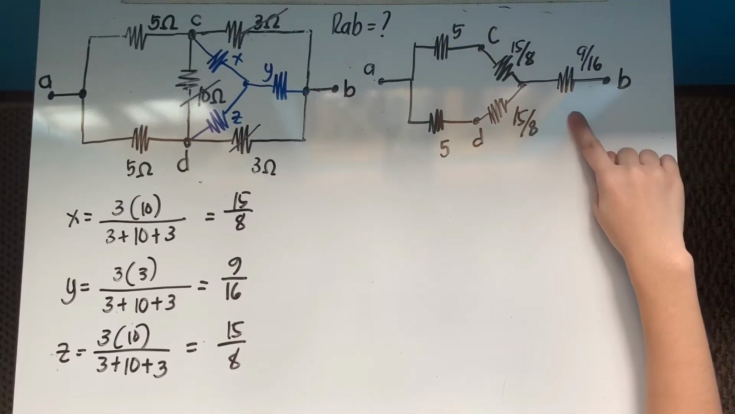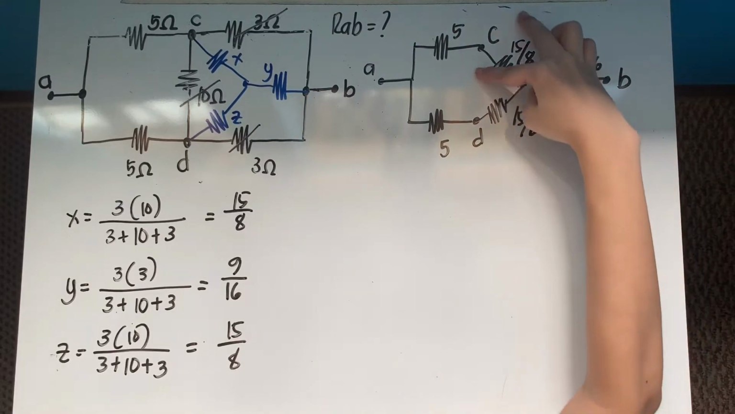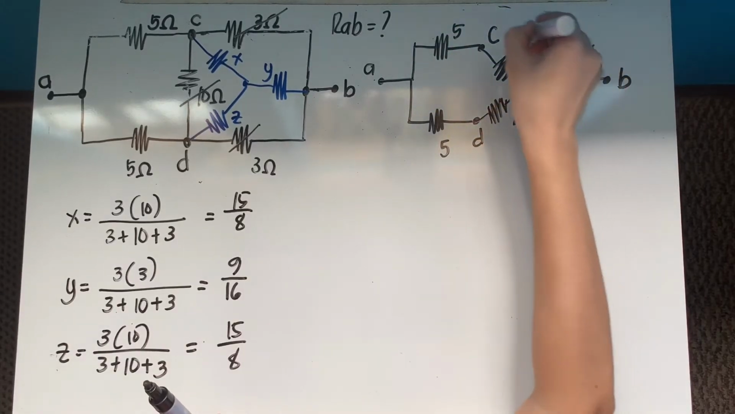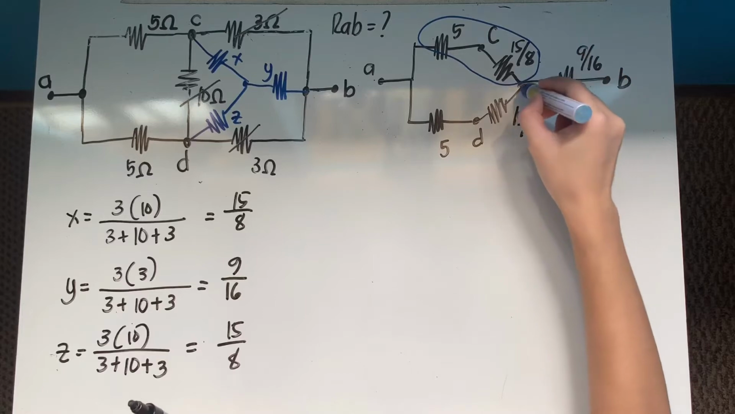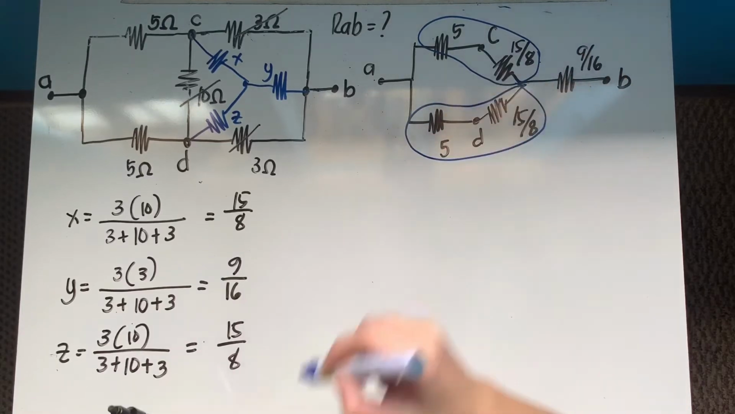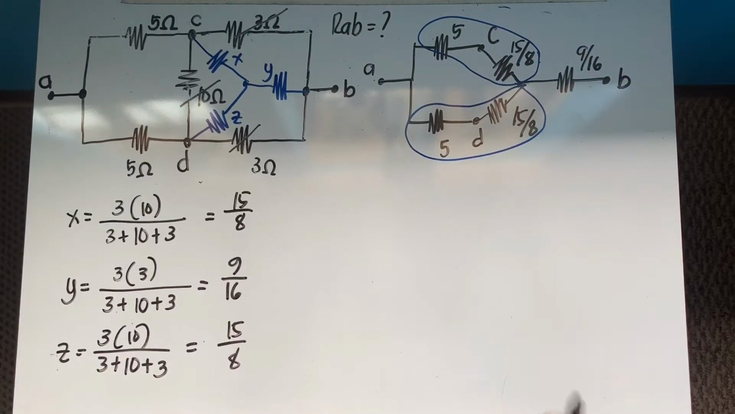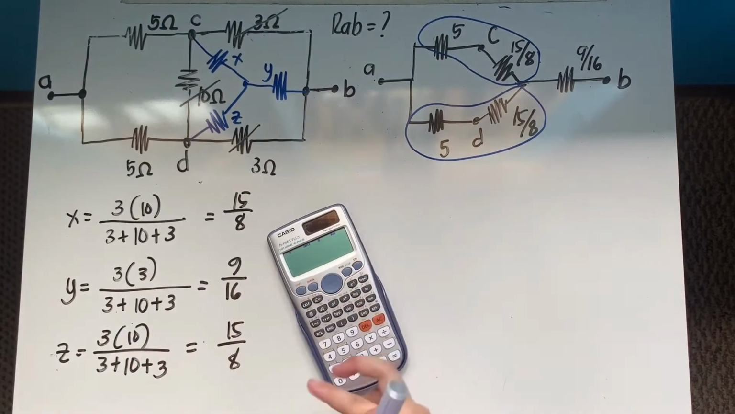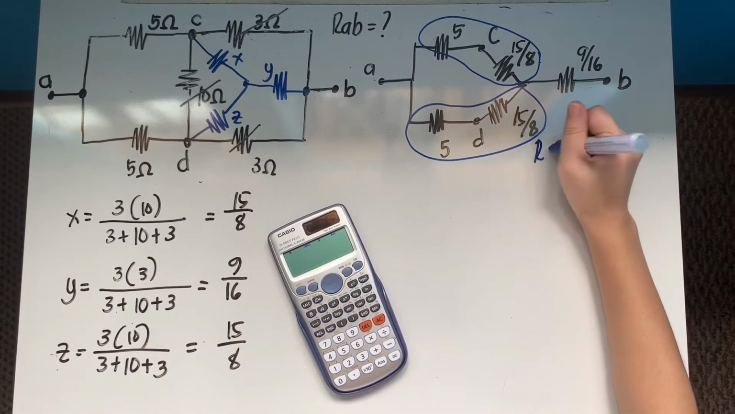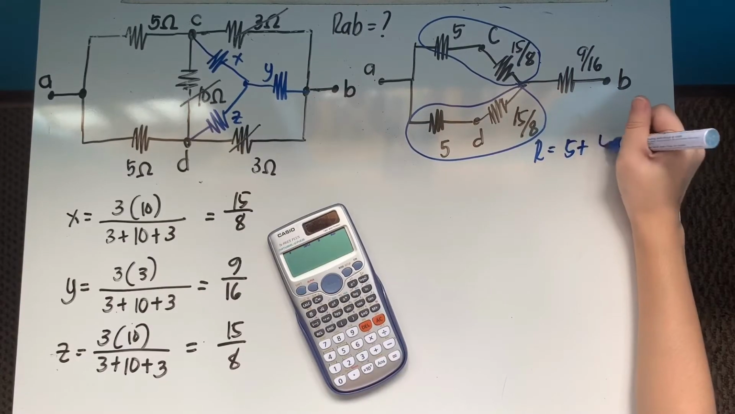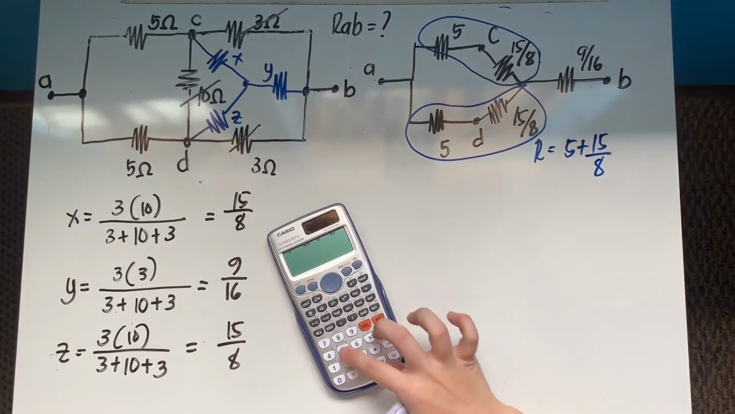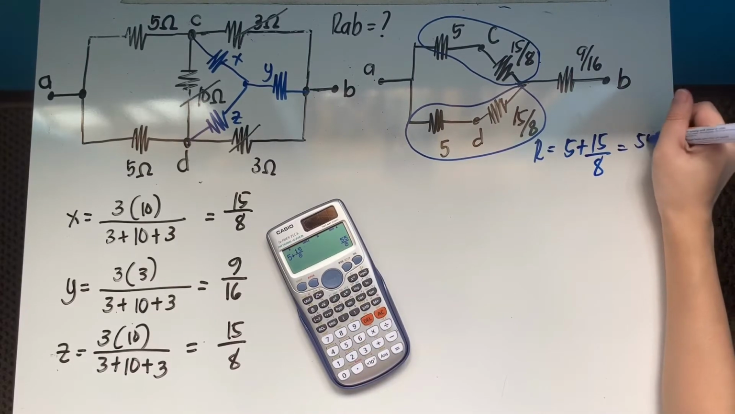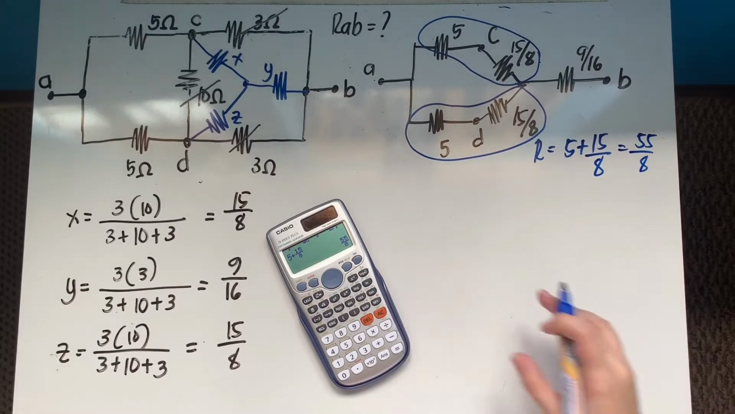pag nakapag-redraw ka na, mapapansin na natin ngayon na ito ay series na, di ba? You have this. Two resistances are now series. Ganon din sa ilalim. Series na. So, if they are in series now, we can get their equivalent resistance. For a series, we simply add, di ba? 5 plus 15 over 8. That would be 55 over 8.